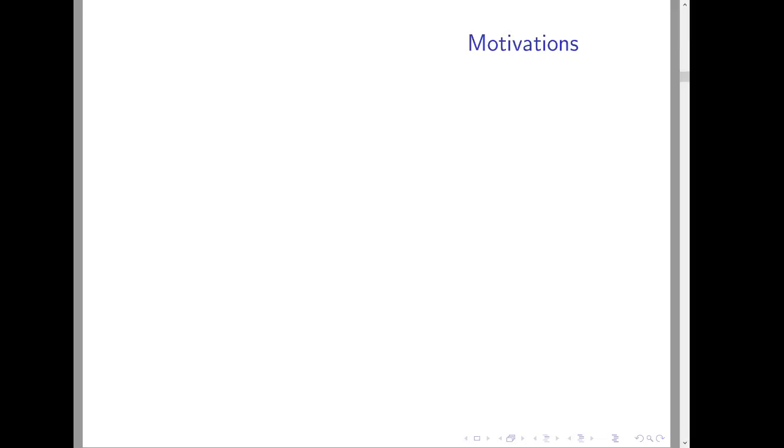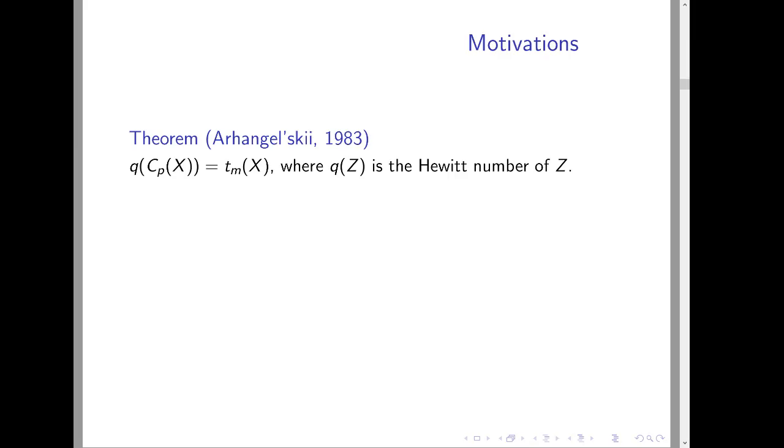They both were introduced by Arkhangelskii, who proved in the 80s the following theorem. It turns out that the Hewitt number of the C_p space, C_p(X), is equal to the mini-tightness of the underlying space X. I'm not going to define the Hewitt number here. In particular, this means that C_p(X) is realcompact if and only if the mini-tightness of X is countable.